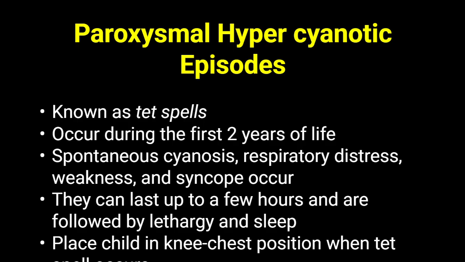It improves oxygenation. Some children instinctively squat, which has the same physiologic effect. During a TET spell, calm the child, provide oxygen, and place them in knee-chest position. If the spell doesn't resolve, emergency medical intervention is needed. Morphine may be used to reduce crying and hyperpnea, which worsens the spell.